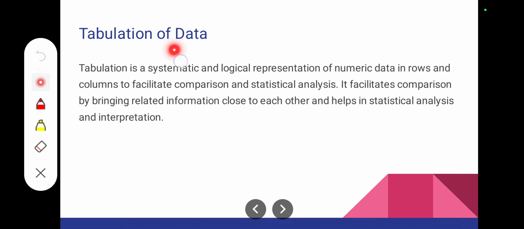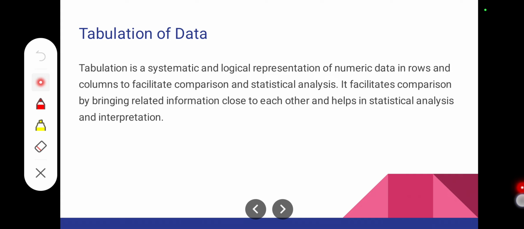If we talk about the tabulation of data, what do we mean by tabulation of data? Tabulation of data is to put data in the form of a table. Tabulation is a systematic and logical representation of numeric data in rows and columns to facilitate comparison and statistical analysis. Right? What we have to do, we have to put our collected data in the form of a table.